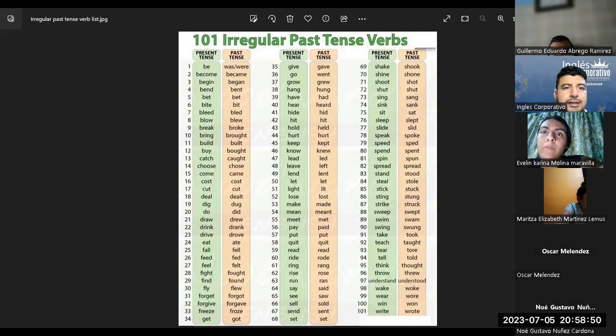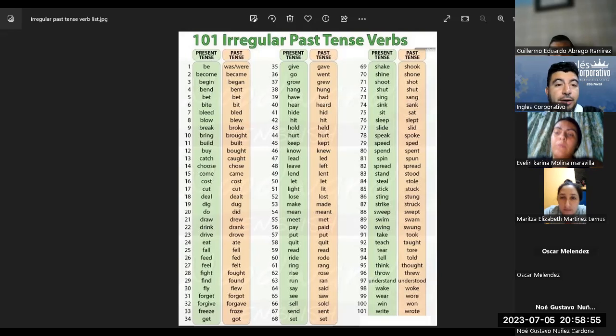Well, it is not like, if you know 100 verbs, you are the best. No, it's like to have an idea. Yeah, Guillermo 16, John 33, we have Teresa 28, Oscar 65, Marita 12. It doesn't matter, okay? It is just to have an idea how many words you know. Alejandra 25. Yeah, that's it. Good.